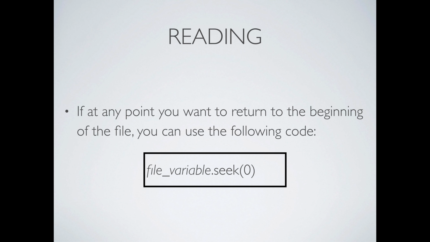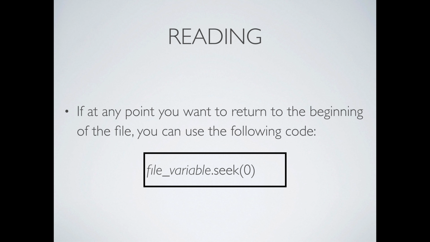Now, that said, there is a bit of a hacky way to force your file to go back to the beginning. Generally, you shouldn't have to do this, but it's still good knowledge to have. If you want to return to the beginning of your file, you can use the following code. File variable, this is the same variable that you use when you open the file at the very beginning. Then you can use this function called seek. To go to the very beginning, you use the argument 0.